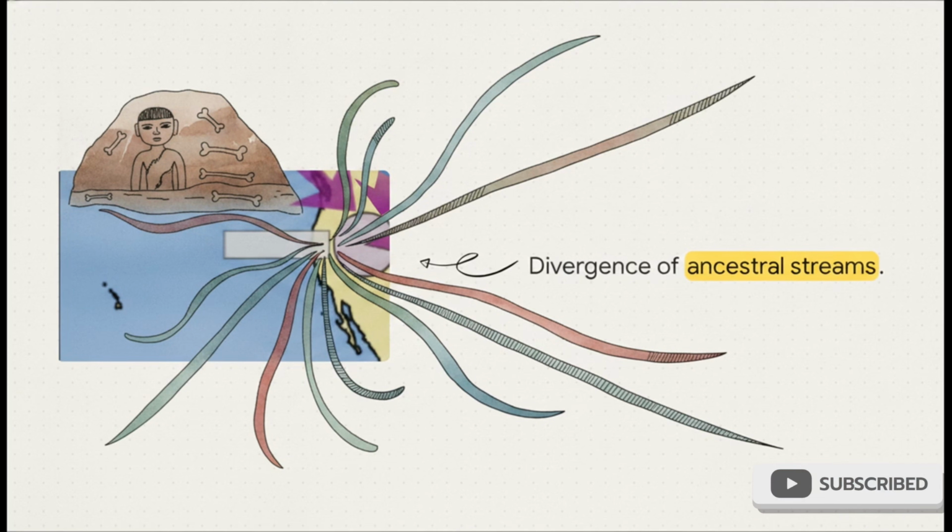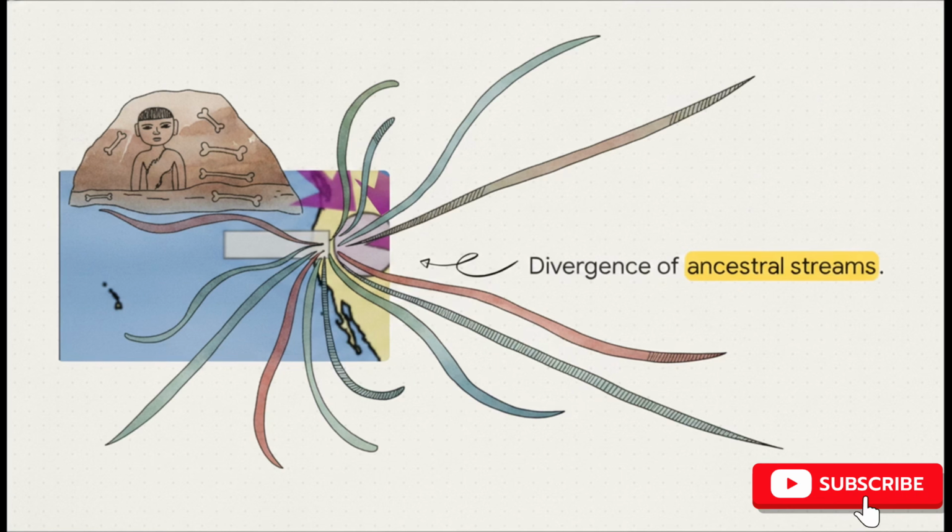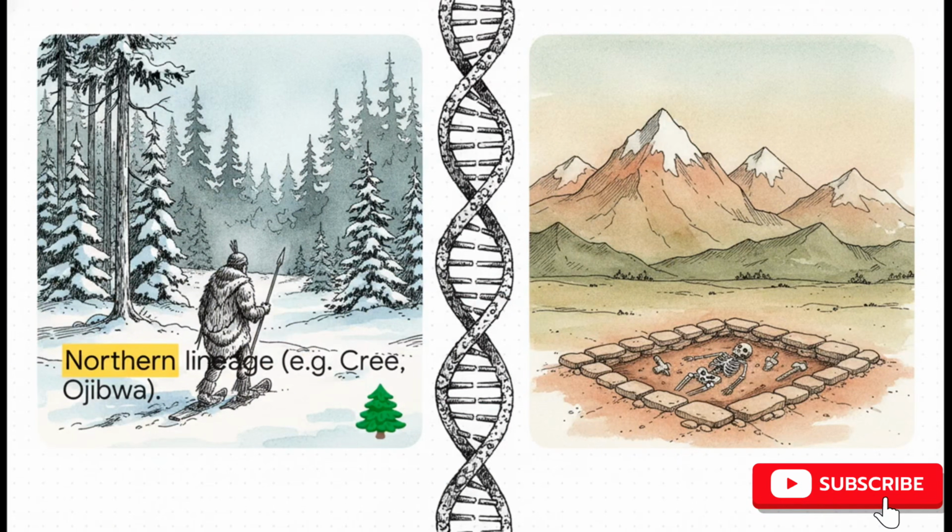His genome proved, beyond a shadow of a doubt, that a massive genetic divergence occurred shortly after humans arrived in the Americas. When we compare the main lineages, a super fascinating picture emerges. The Anzick-1 child was closely related to the southern Native American lineage, populations we find today in Central and South America. He was much less related to the northern Native American lineage, which includes groups like the Cree and Ojibwa. This means the ancestral population actually split and developed two distinct geographical footprints over 12,600 years ago.